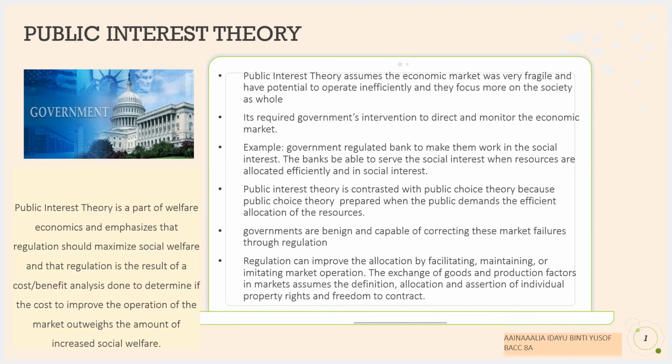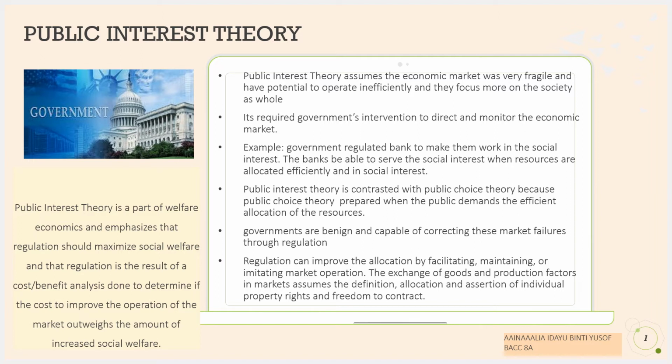The public interest theory assumes that economic markets are very fragile and have the potential to operate inefficiently, and it focuses more on society as a whole. This requires government intervention to direct and monitor the economic market. For example, the government regulates the bank to make it work in the social interest. The bank is able to serve the social interest when resources are allocated efficiently and in the social interest.